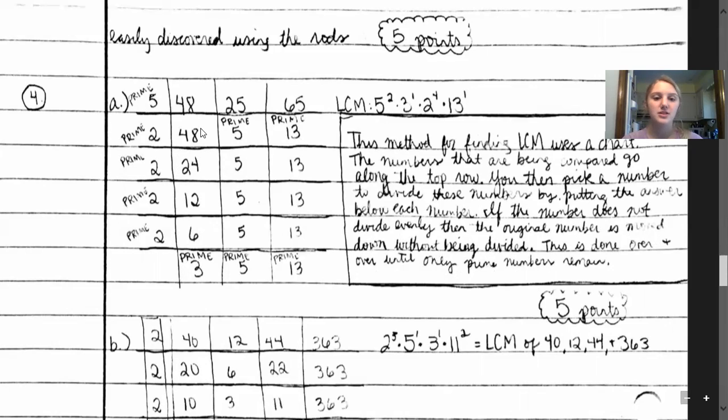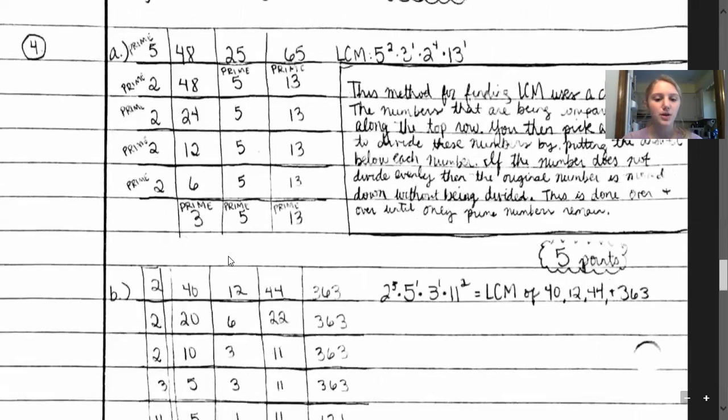2 is a prime number that will divide into 48. It becomes 24. 24 divided by 2 becomes 12. 12 divided by 2 becomes 6, and 6 divided by 2 becomes 3, which is also a prime number. So since these were primes, they followed all the way down, and now all of these prime numbers along the edges are the LCM. So the LCM would be 5 squared times 3 to the first times 2 to the fourth times 13 to the first.